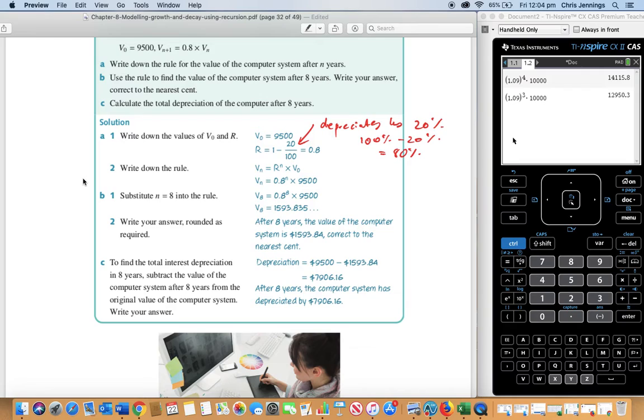And calculate the total depreciation of the computer after 8 years. This is different to the previous example. They want the total depreciation. So you've got the initial amount minus what it's now worth after 8 years, which means it's lost this amount over that time period.